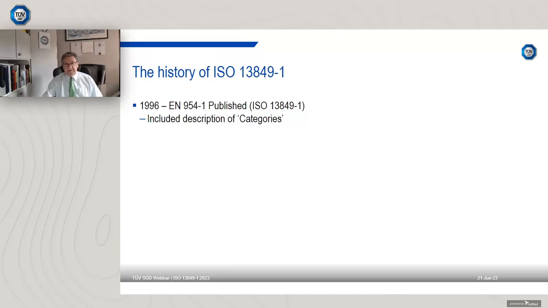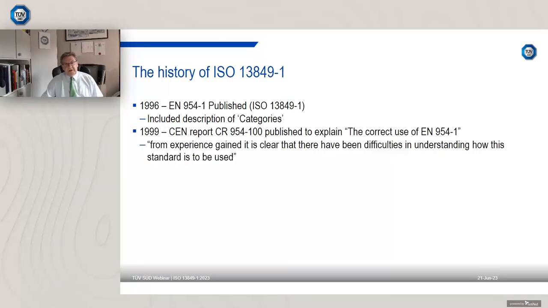But EN 954 was a heavily criticised standard in some ways, by some parts. And that's existed right through to today as well, by the way, which we may also touch on. But that resulted in 1999 in a CEN report, CR 954 Part 100, that was published to explain the correct use of EN 954 Part 1.